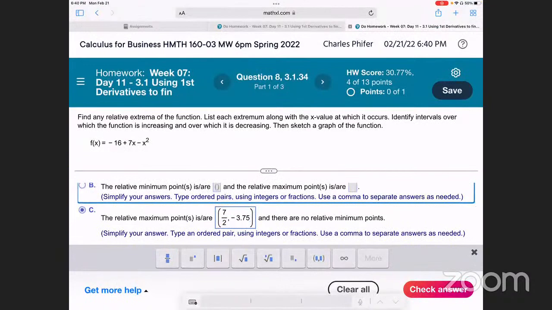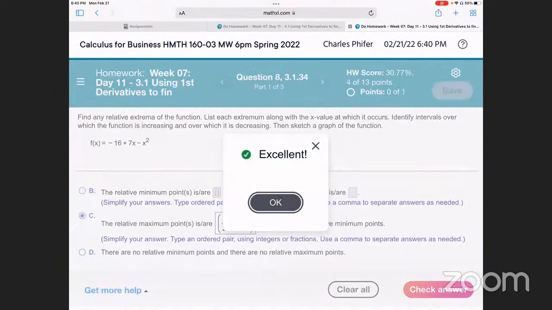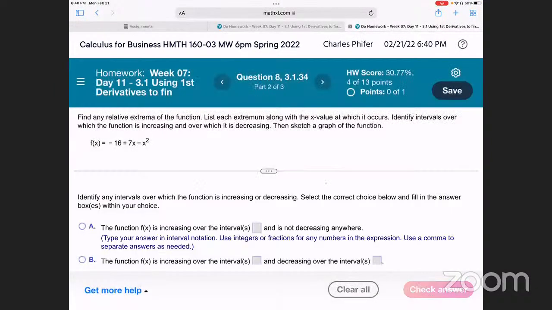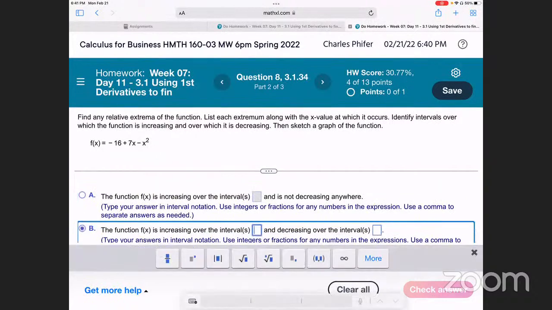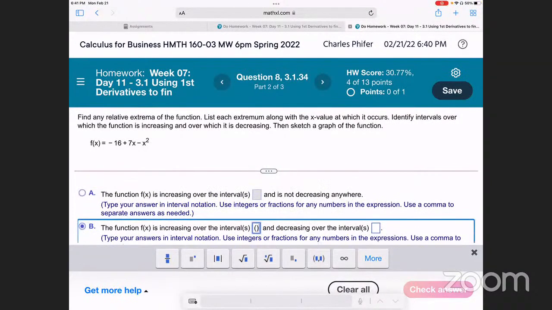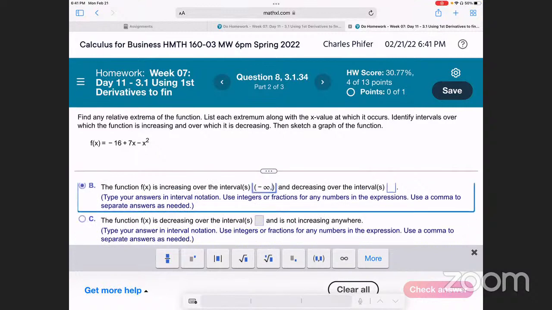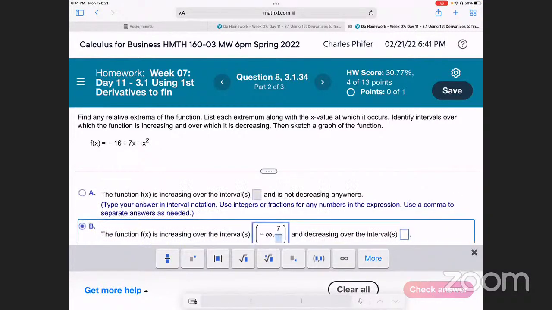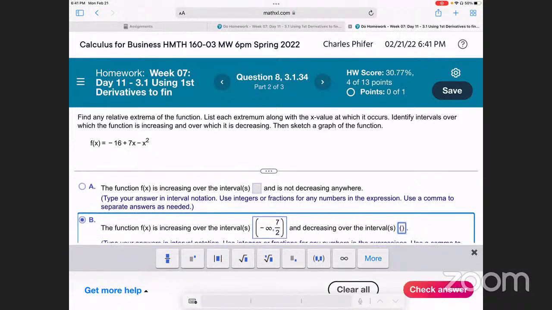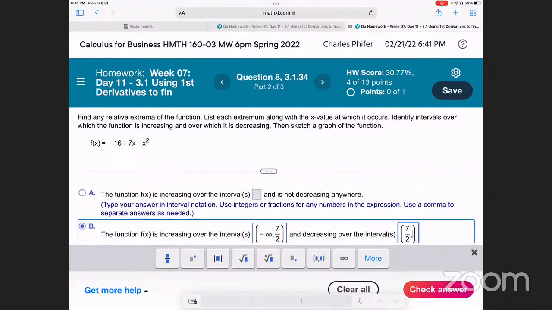Okay, let's give this a go. We got a max at this point, and there are no relative min. Let's check. Okay, increasing. So at this point, left of this x value was increasing. It was increasing from -infinity, so we're going to use parentheses. It was increasing as x went from -infinity to 7/2, and then decreasing from 7/2 to positive infinity.